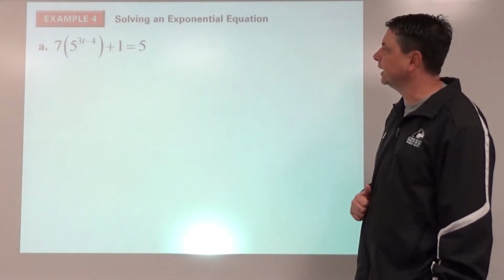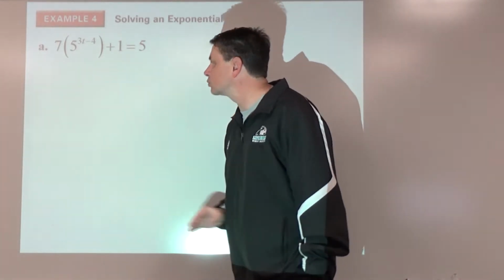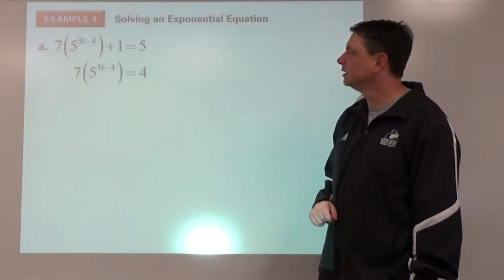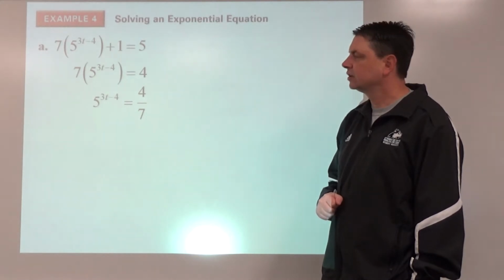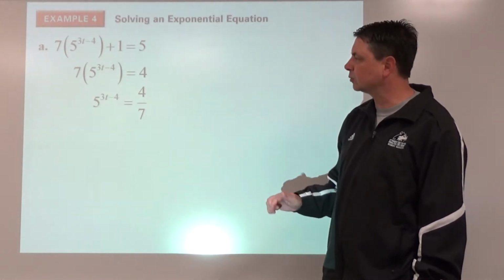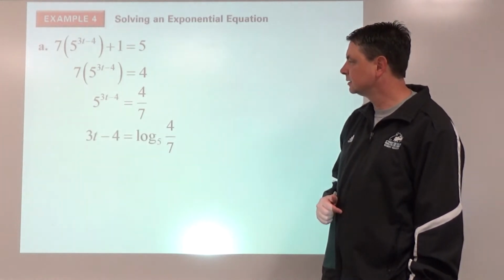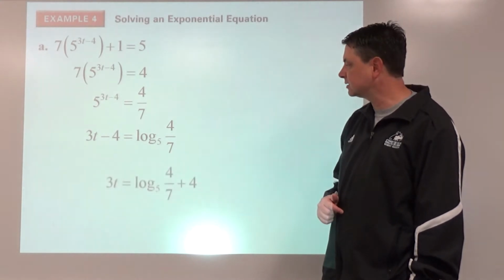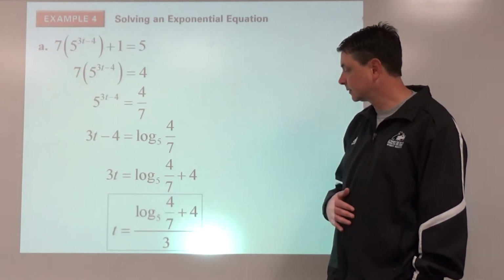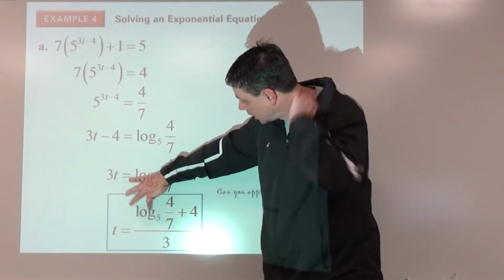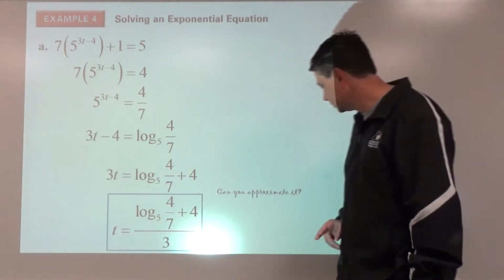Example 4, part A. A little bit more extreme, same idea though. We could subtract 1 from both sides. Divide by 7 on both sides. Rewrite this from exponential form to log form by moving the base. Add 4 to both sides. Divide by 3 on both sides. So t is equal to log base 5 of 4/7, plus 4, all over 3.